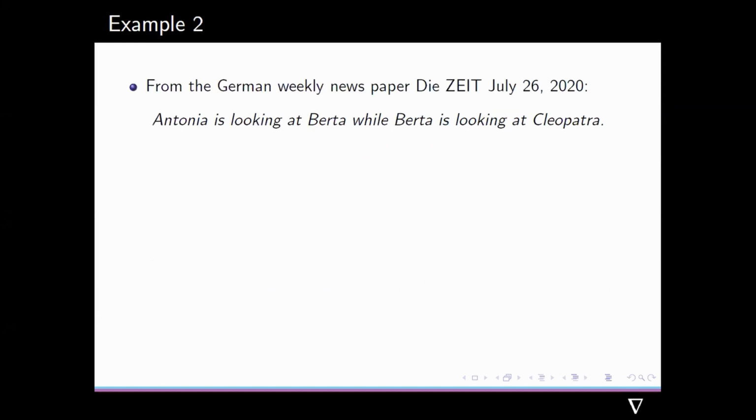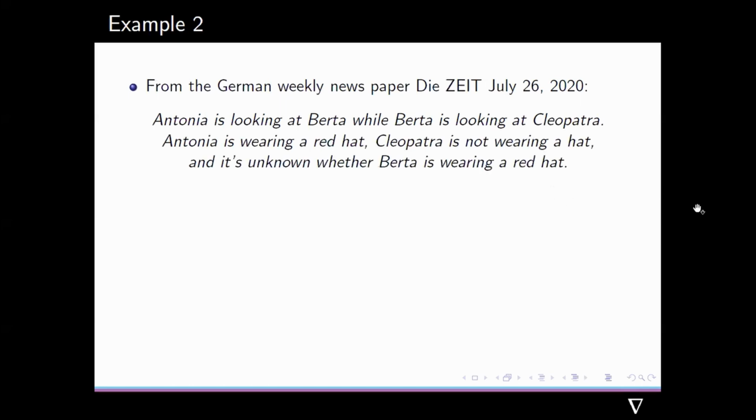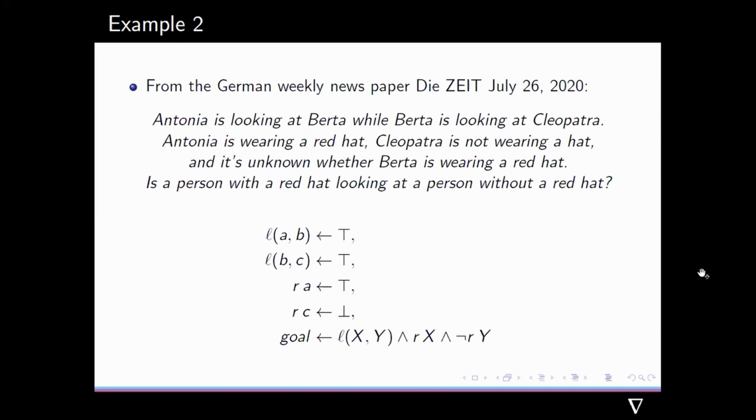Consider the second example. Antonia is looking at Berta, while Berta is looking at Cleopatra. Antonia is wearing a red hat, Cleopatra is not wearing a red hat, and it's unknown whether Berta is wearing a red hat. Is a person with a red hat looking at a person without a red hat? First, we create a logic program. To explain, LAB means that Antonia is looking at Berta. RA means that Antonia is wearing a red hat. And goal is satisfied if there's X looking at Y and X is wearing a red hat while Y is not wearing a red hat.